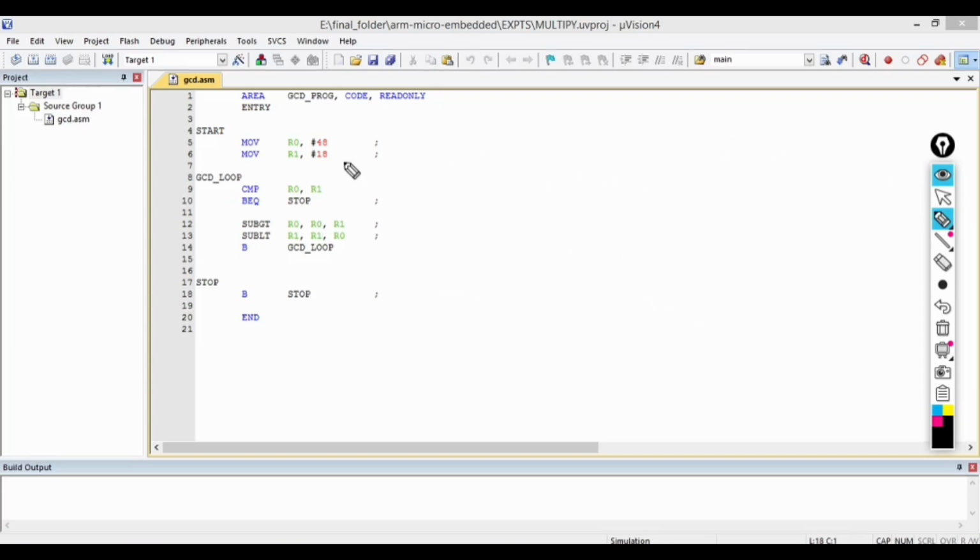The very first thing you should know is what exact logic is used in this particular code to find the greatest common divisor. And the answer for that is the subtraction-based Euclidean algorithm. So how exactly does this Euclidean algorithm work? Let me give a simple example. Let us take the same numbers 48 and 18 and understand how this Euclidean algorithm works.